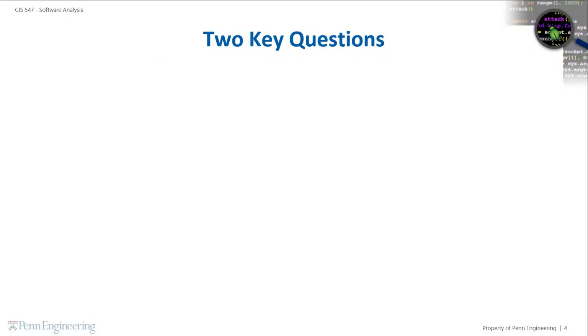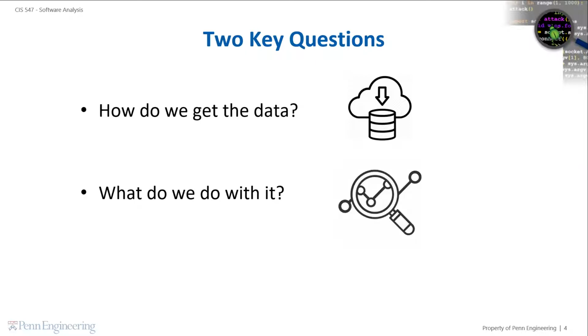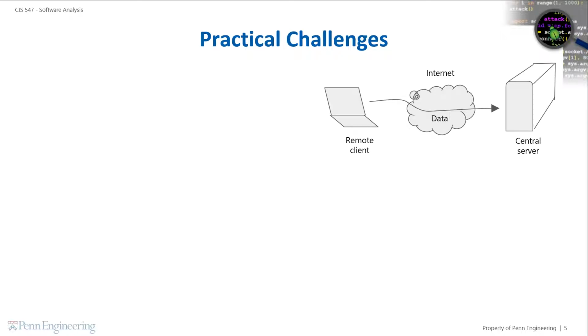There are two key questions that must be answered to effectively implement the idea of statistical debugging. How can we get the data from the users in an efficient way? Once we have the data, how can we analyze it in a way that helps us with our goal of finding and debugging the bugs that most affect users? Answering these two questions requires addressing considerable practical challenges. Let's look at each of these challenges one at a time.